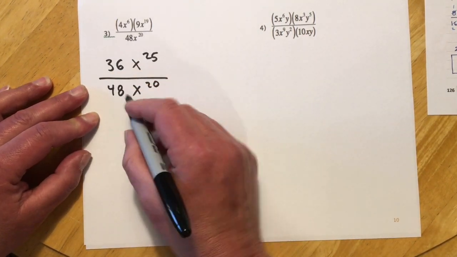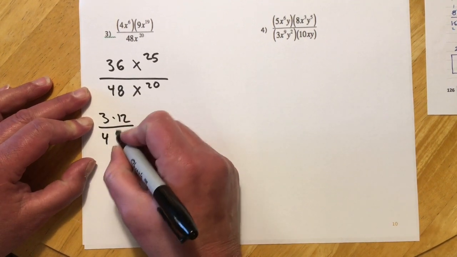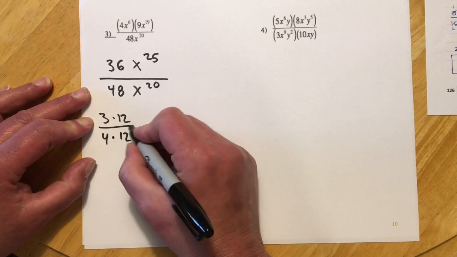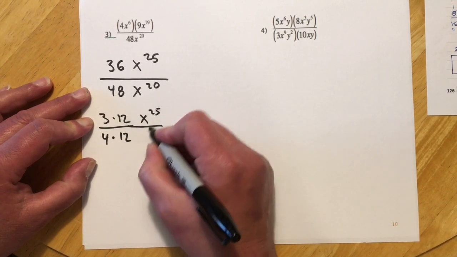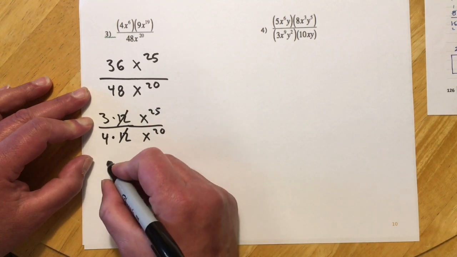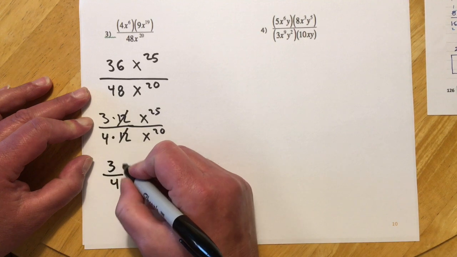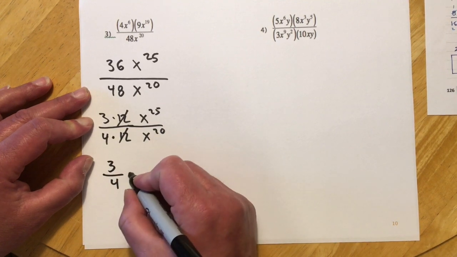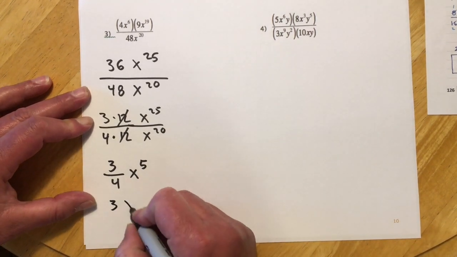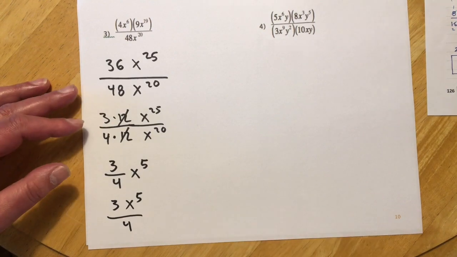If we want to think of dividing these up, it would be a 3 times 12 and a 4 times 12. And 12 is the biggest thing that divides into both. And then x to the 25th, x to the 20th. So I knock out those 12s, and I'm left with 3/4. You can write it 3x to the 5th over 4, or 3/4 x to the 5th. This is the other way. And both of those are totally right.